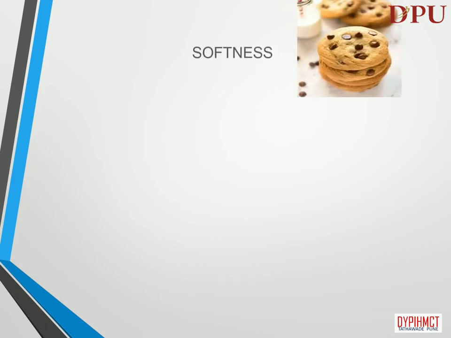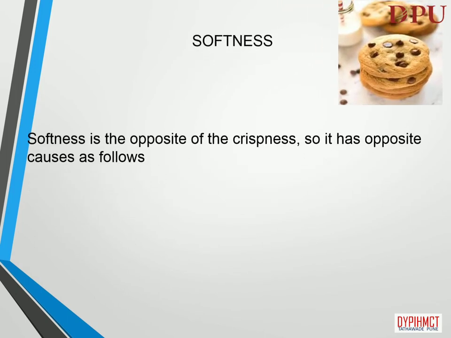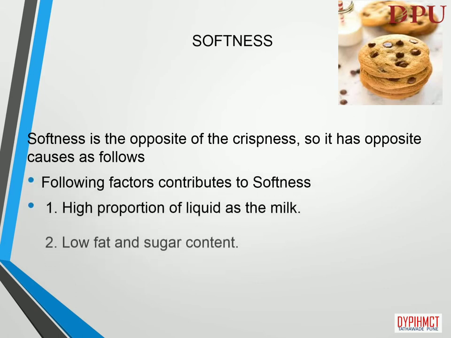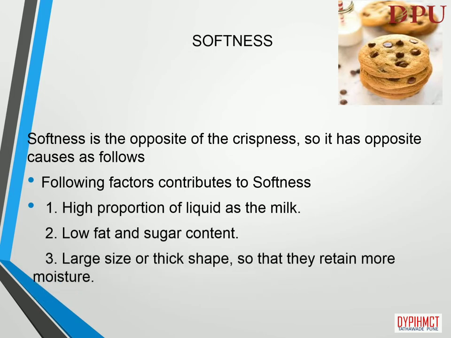Softness. Softness is the opposite of crispness, so it has opposite causes, as follows. 1. High proportion of liquid in the mix. 2. Low fat and sugar content. 3. A large size or thick shape so that they retain more moisture.